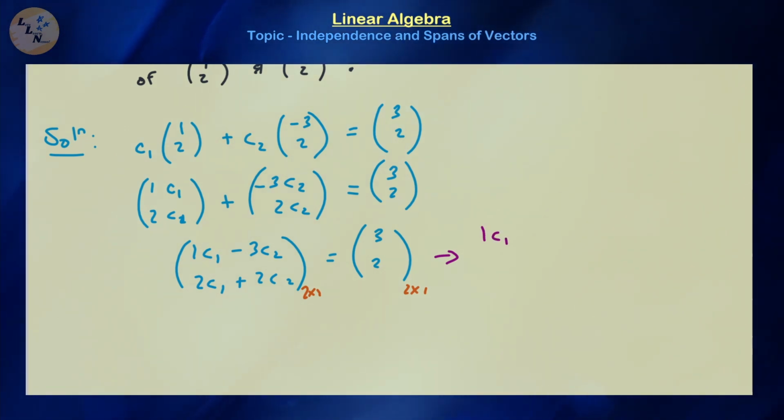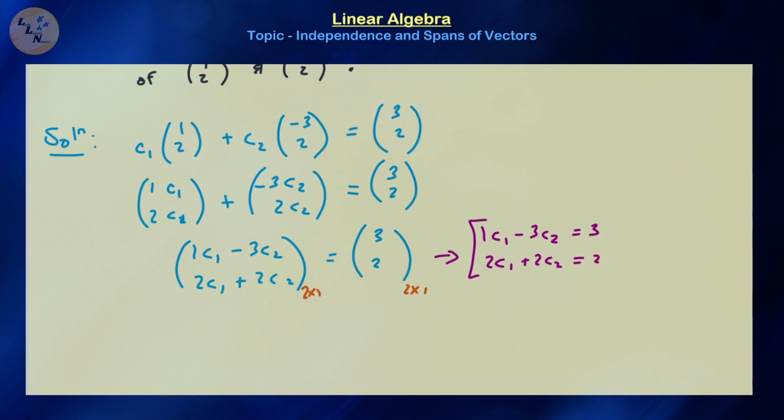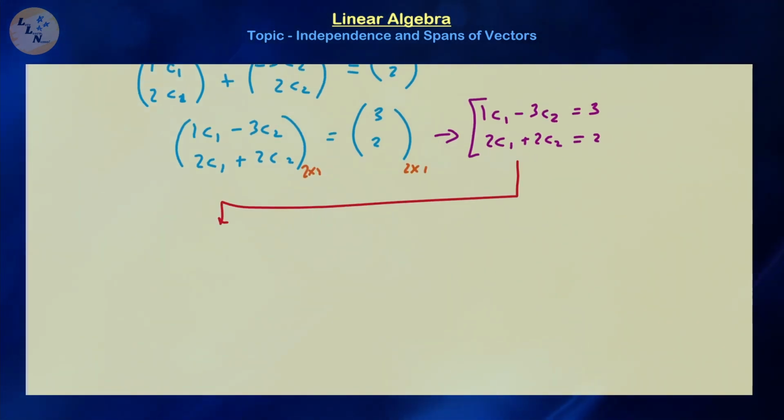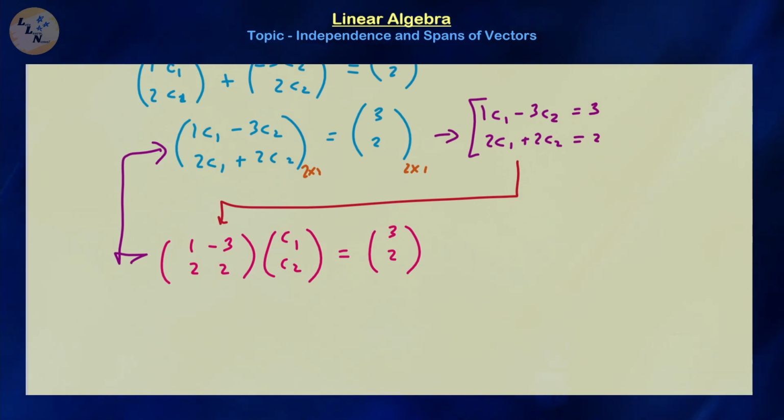That's going to give us 1c1 minus 3c2 is equal to 3, and 2c1 plus 2c2 is equal to 2. Right? So we have a system of 2 equations and 2 unknowns. But keep in mind, we can represent this system as a matrix equation as well. We can write that as the matrix [1, -3; 2, 2] times the vector (c1, c2), and that's going to be equal to (3, 2). It's very important that you understand the difference between these three objects.